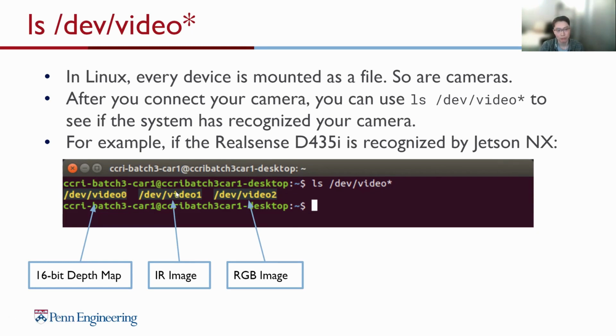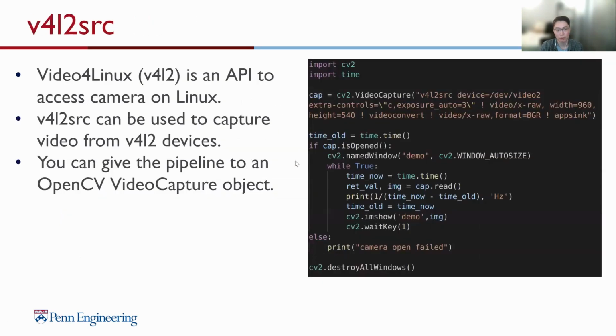For example, if we connect our Realsense to the Jetson NX, it will be automatically recognized. It will show as 3 files, 3 directories. The first one is the 16-bit depth. The second one is the infrared. The third one is the RGB. So for the lab, we'll only be using the RGB. If you want to use the other 2 for, for example, final projects, you can install the official Realsense SDK. They actually have ROS2 support. It's quite useful. It's quite easy to use.